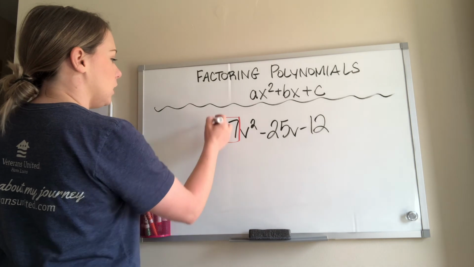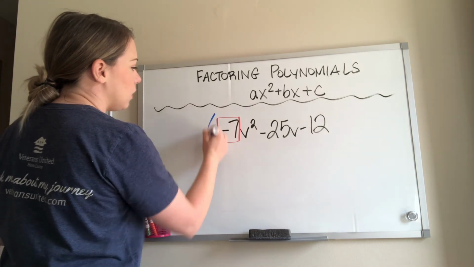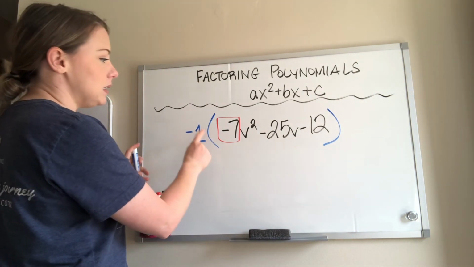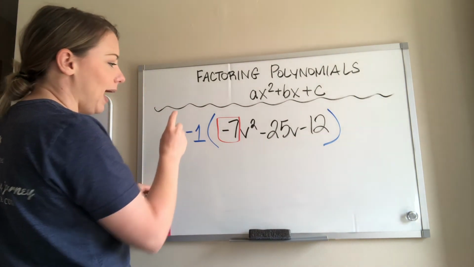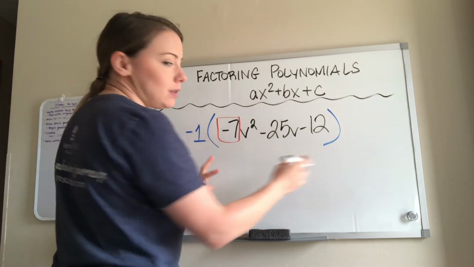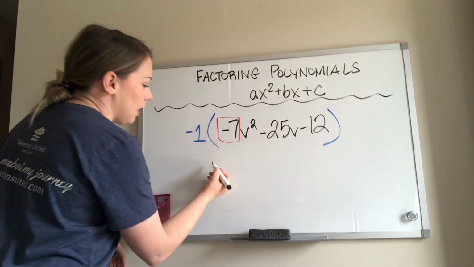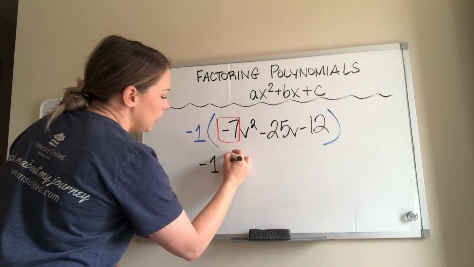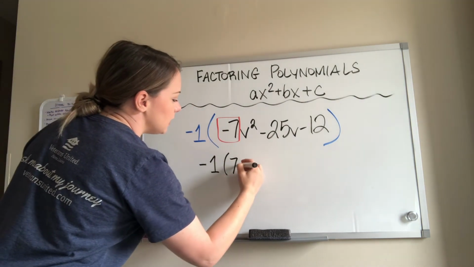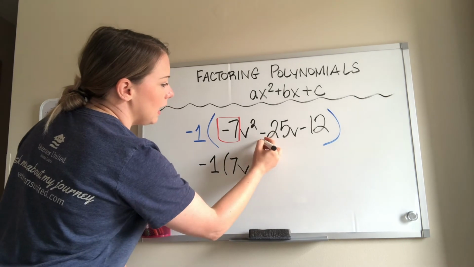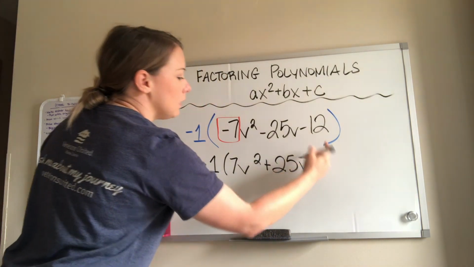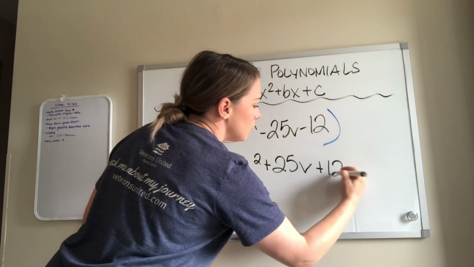All right, so I am going to factor out a -1. Now, when I factor out a -1, that means every single term has to divide by a -1. And then that -1 on the outside just kind of stays with us. So when I take the -1 out, this becomes 7v squared. -25 divided by a -1 is 25v. And then -12 divided by a -1 is a +12.